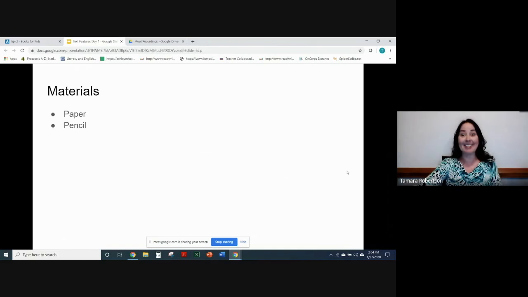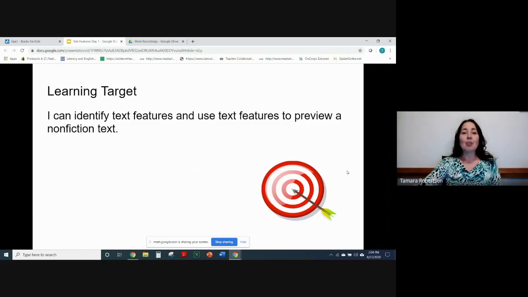Okay, let's get started. So your I can statement for today, this is your learning target, what you're going to be able to do by the end of this lesson. Your I can statement is, I can identify text features and use text features to preview a nonfiction text.